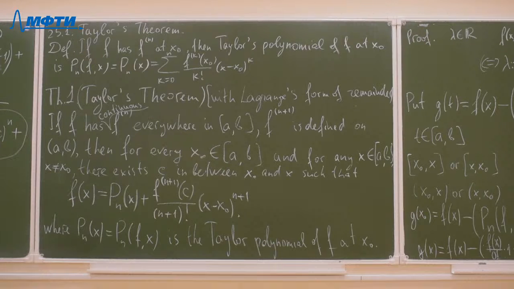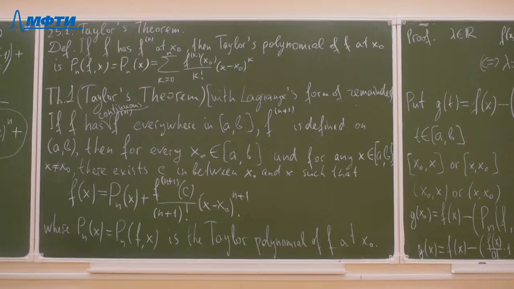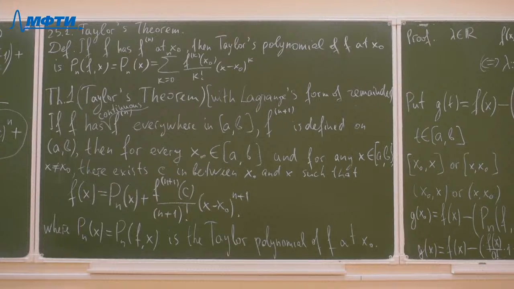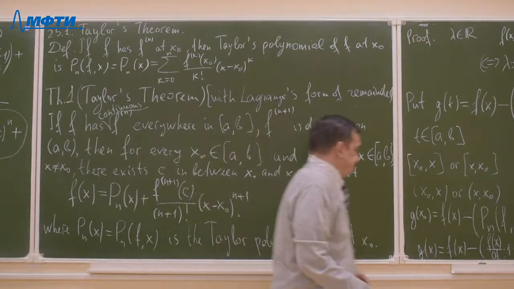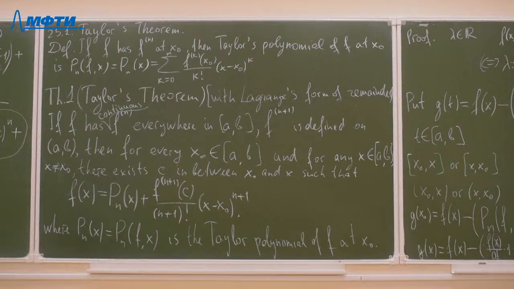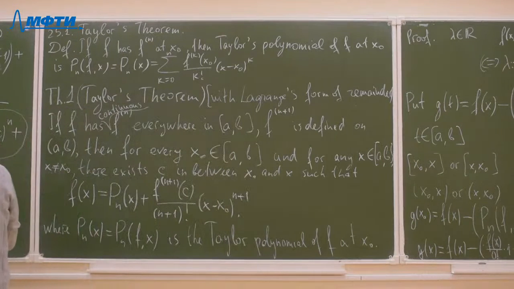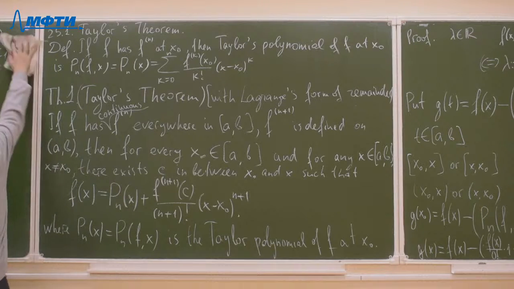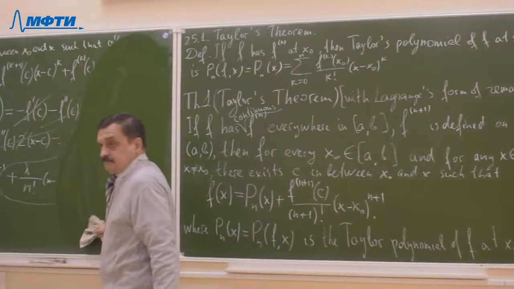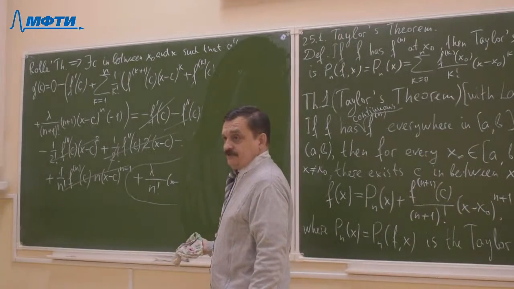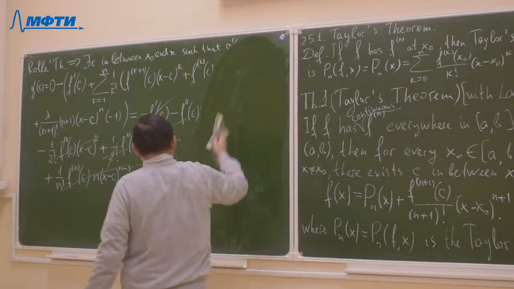Okay. Example. Maybe I should erase everything except Taylor's polynomial. No question. Everything is clear. Great.